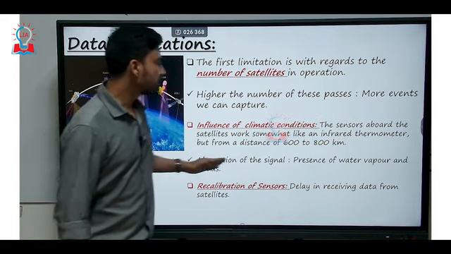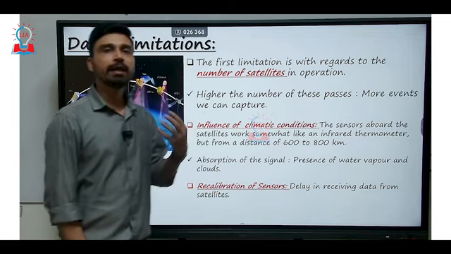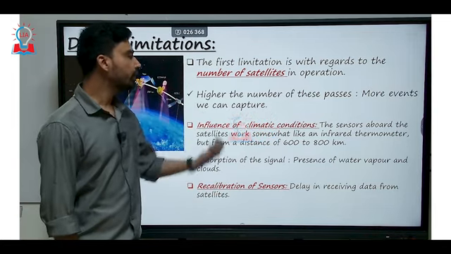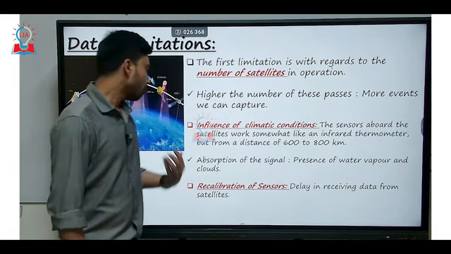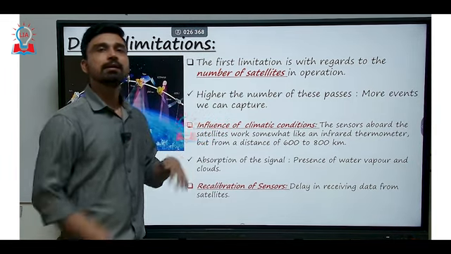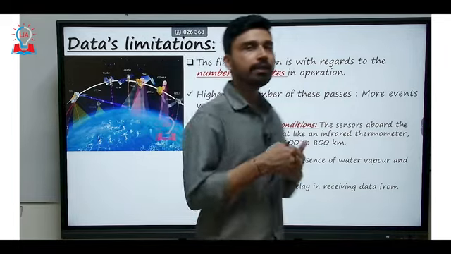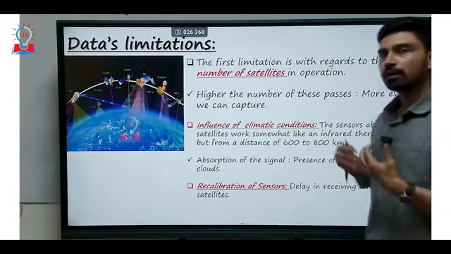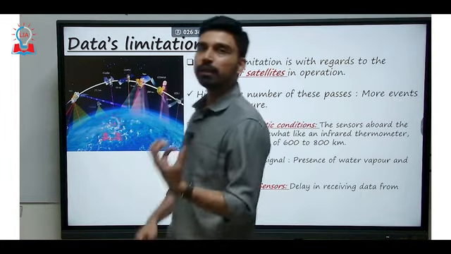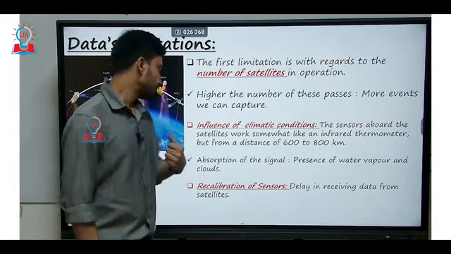So many times the signal that is absorbed becomes inaccurate in nature, especially if there is a huge amount of water vapor or clouds in the sky. Thus, clear climatic conditions facilitate much better and more accurate data measurement, while rainy and cloudy weather will interfere with data collection by the satellites.